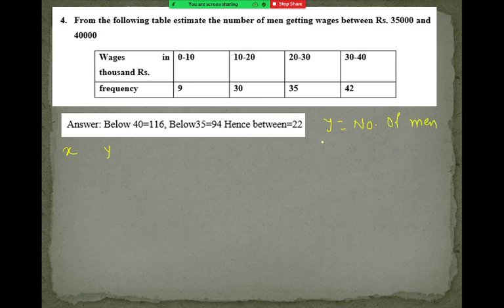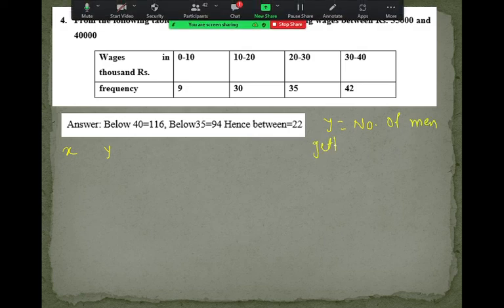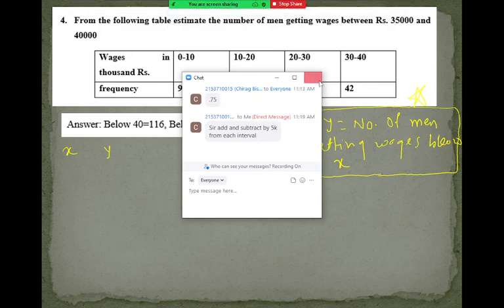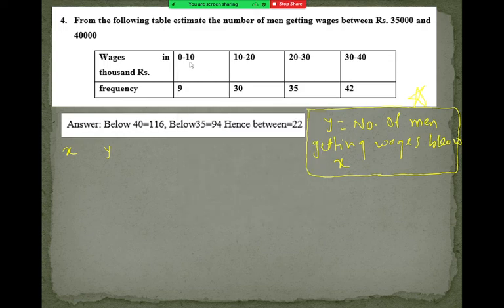Number of men getting wages below x. This is the hint. This is a very important line that you should remember. If you get this step, the remaining part is just a normal question. We cannot simply add and subtract 5k from each interval.